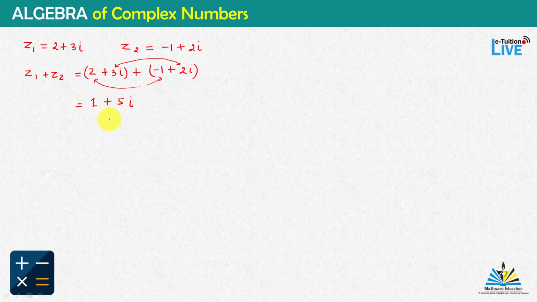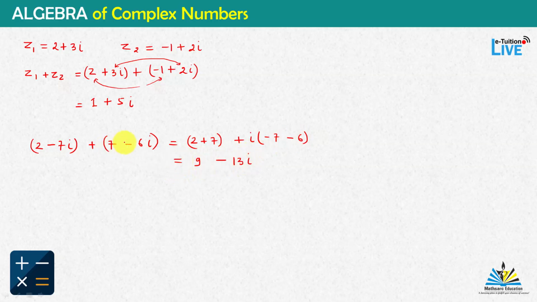So let's have another example. We need to add something like 2 minus 7 iota plus 7 minus 6 iota. So what we do is we just add 2 plus 7, these are two real parts, add real by real, and plus iota times minus 7 and minus 6, so this is 9 minus 13 iota. So this is the addition of two complex numbers.